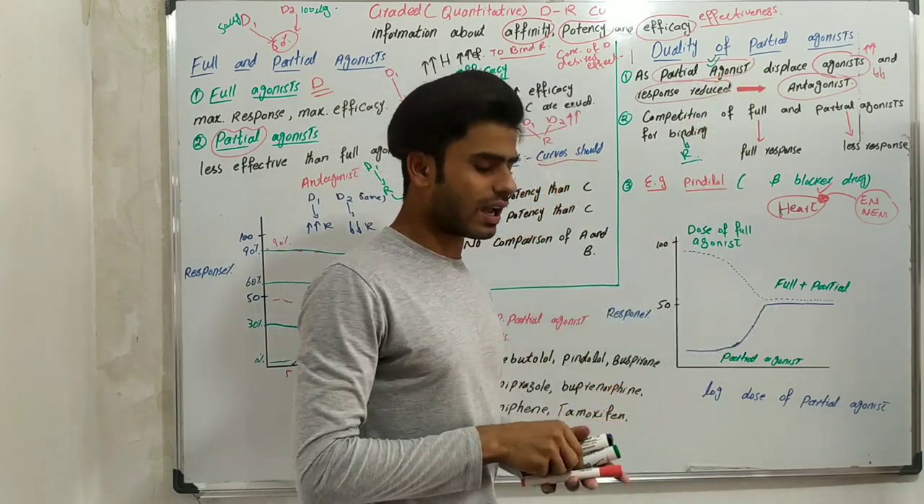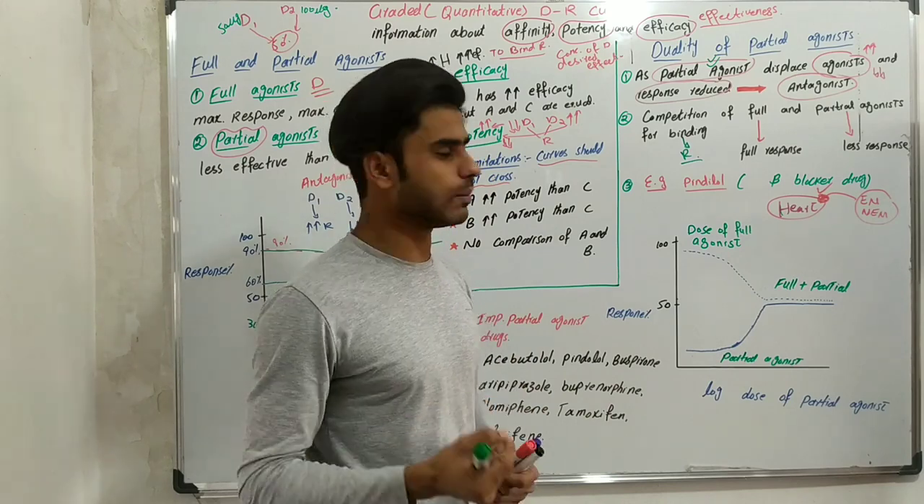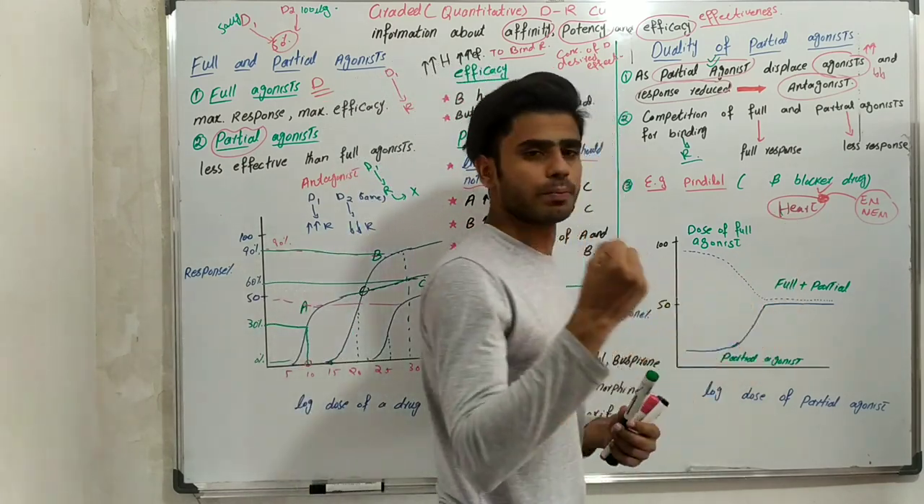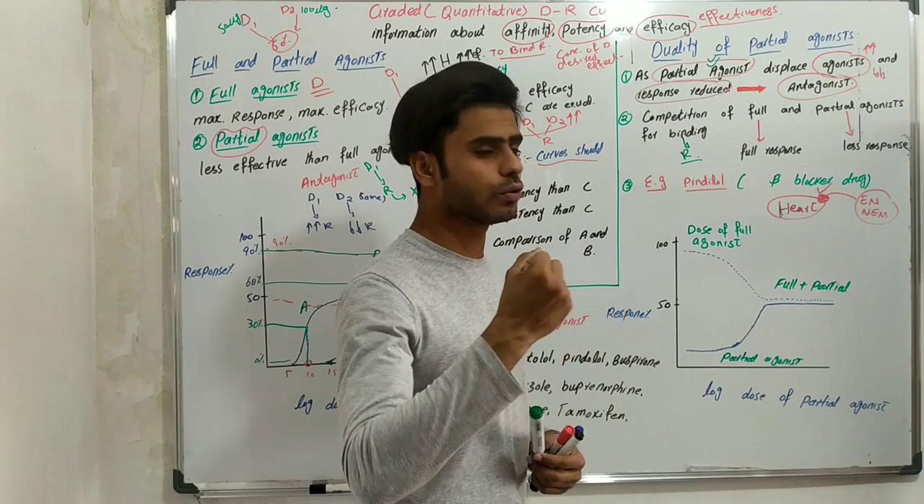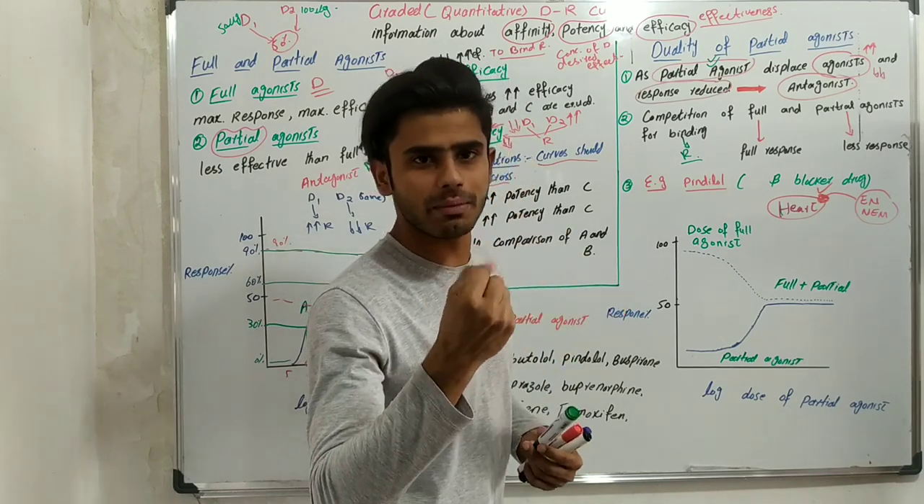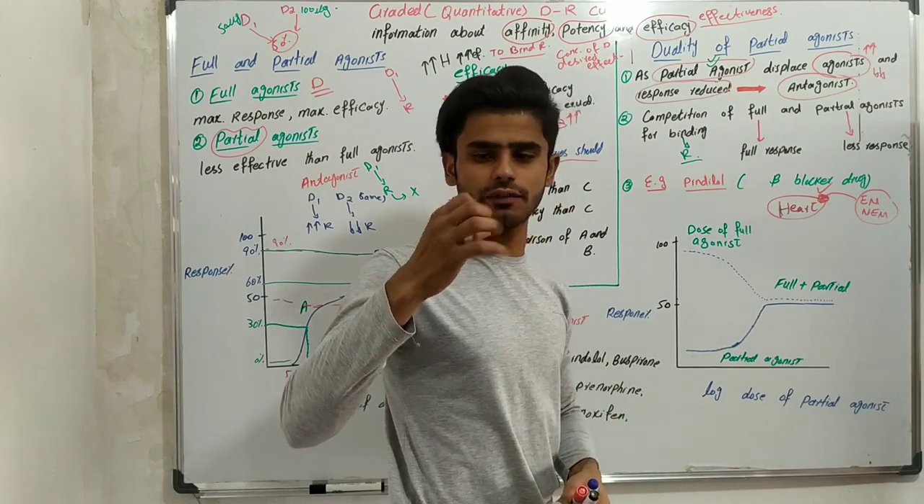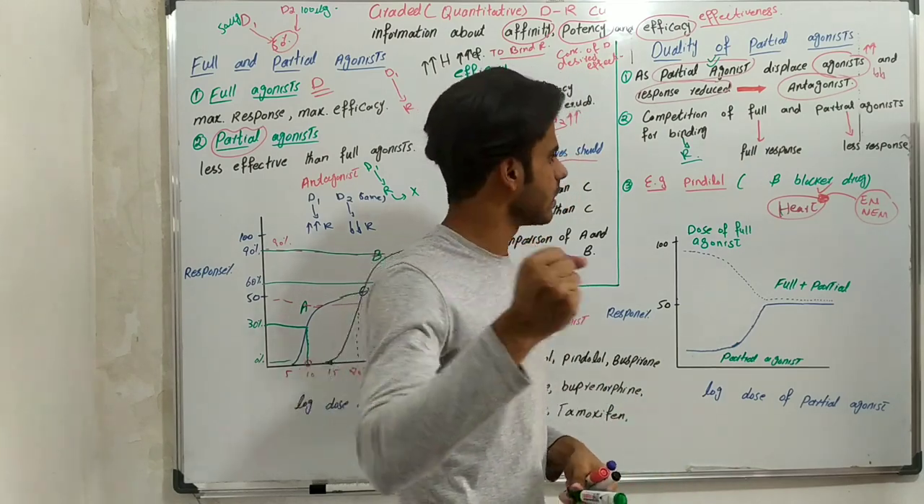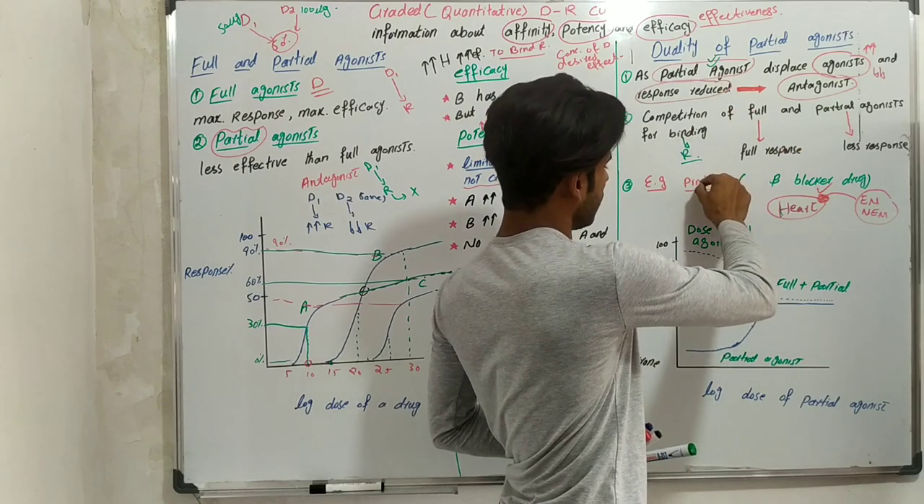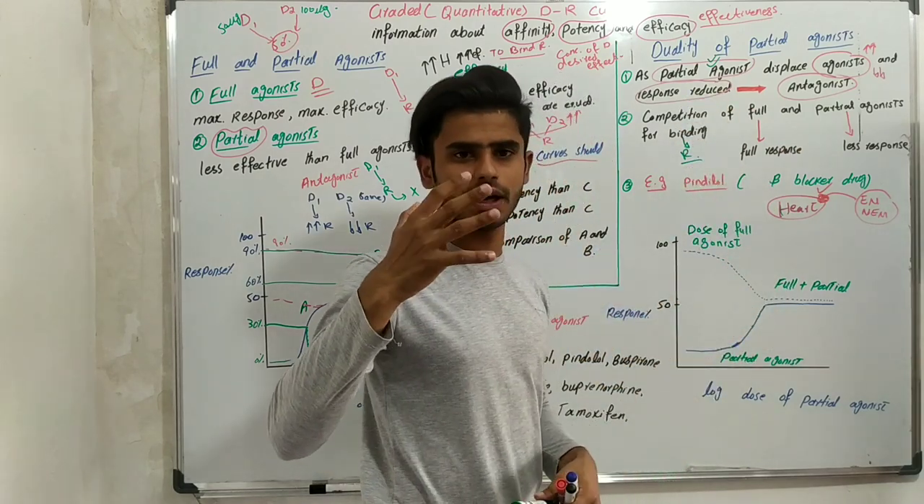That means it will also stimulate the heart to pump. It will also stimulate the heart to beat, but to a minimum level. If there is a full agonist, then it will give the full response. The heart will beat with a full response. But this is a partial agonist. Pindolol is a partial agonist, so the heart will pump in a slow manner.